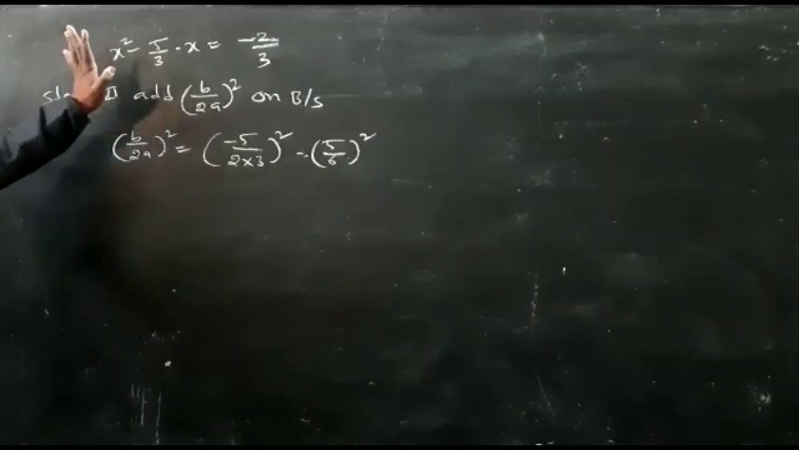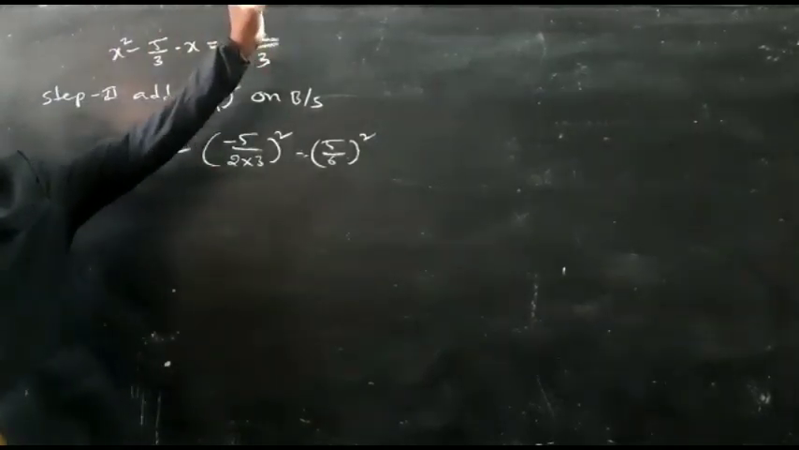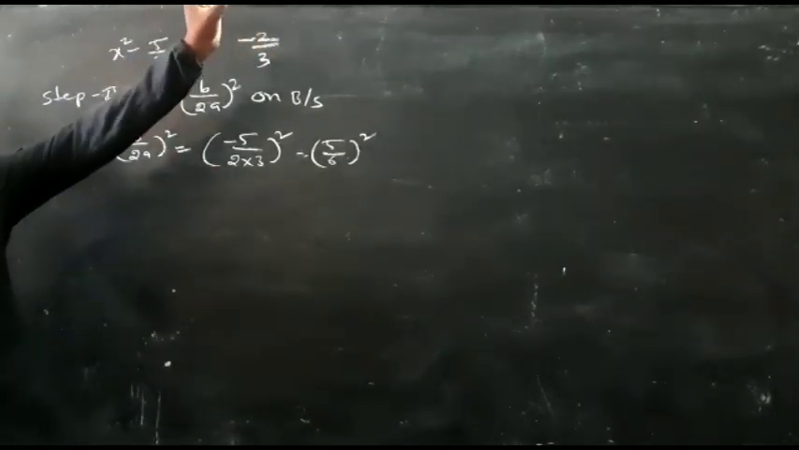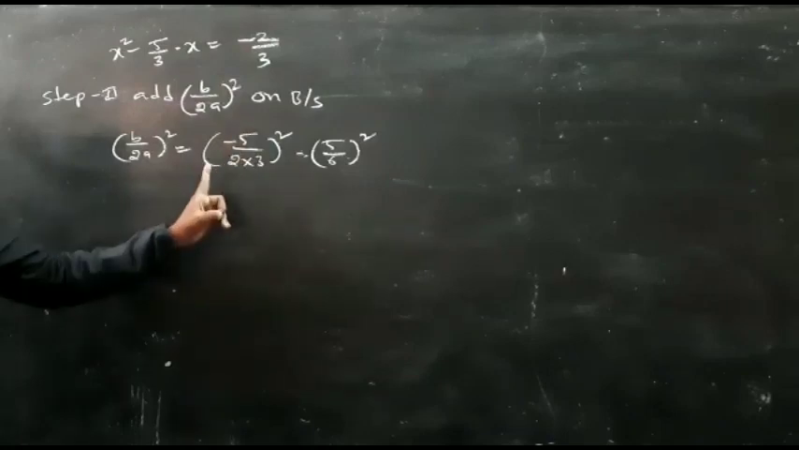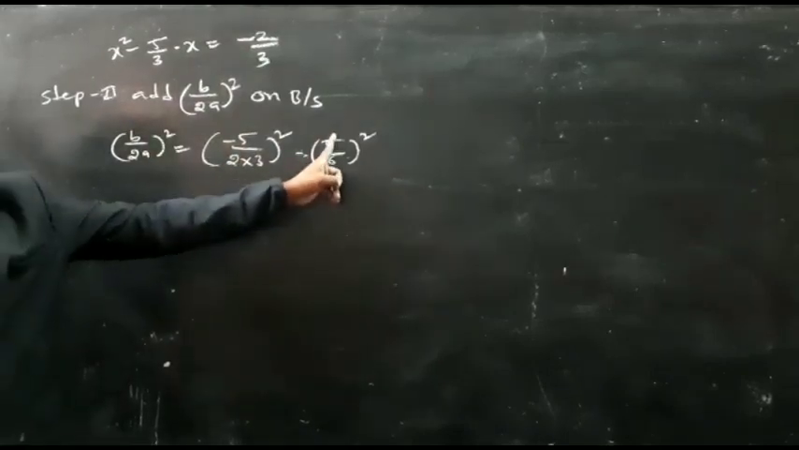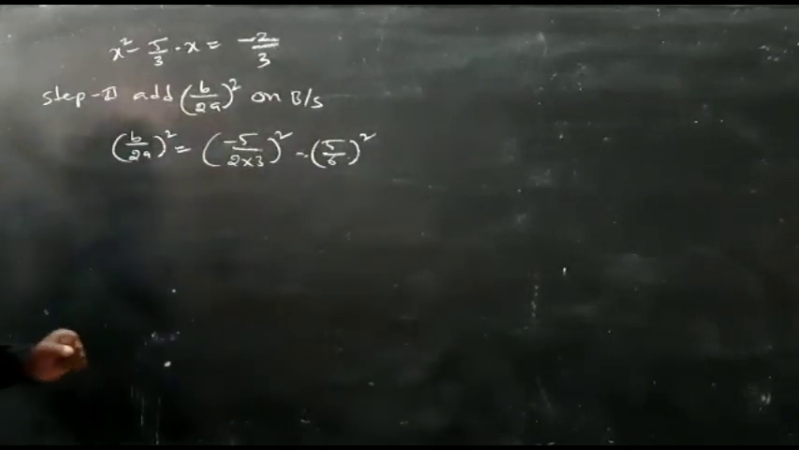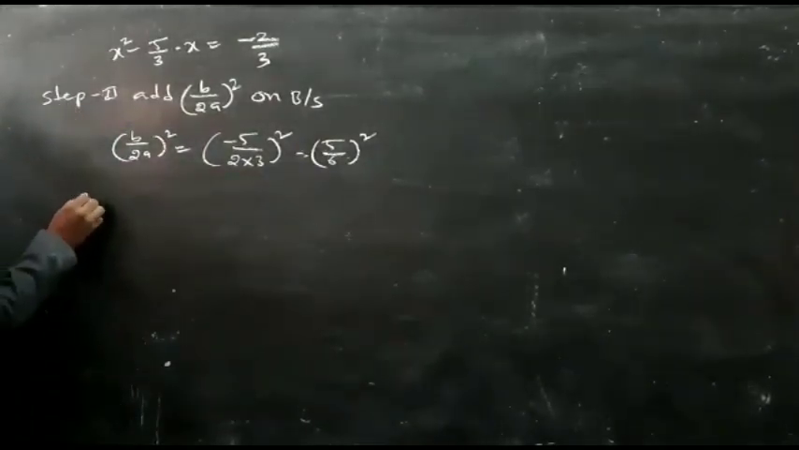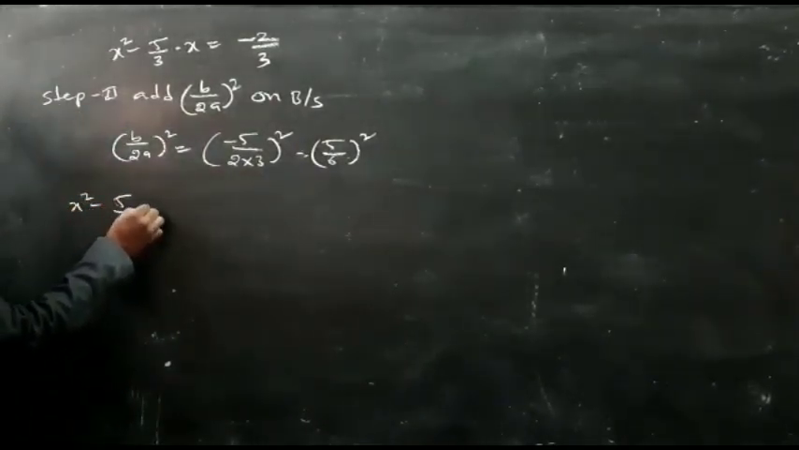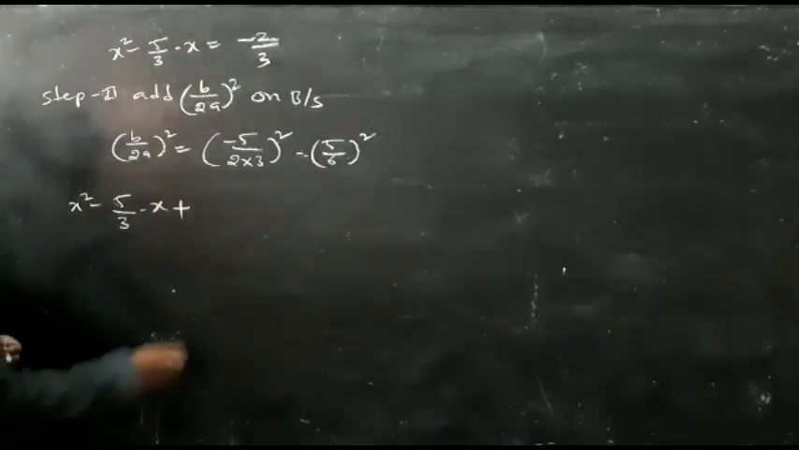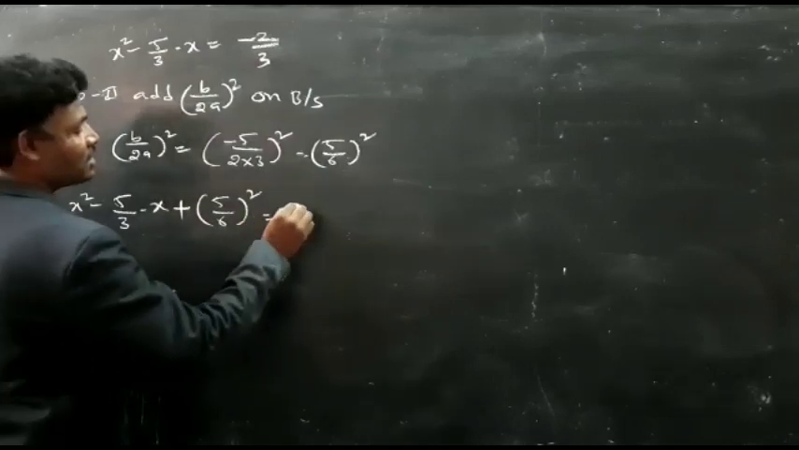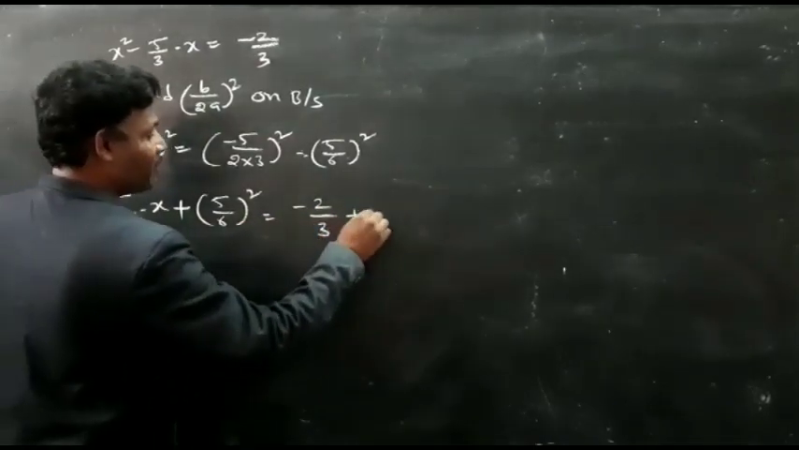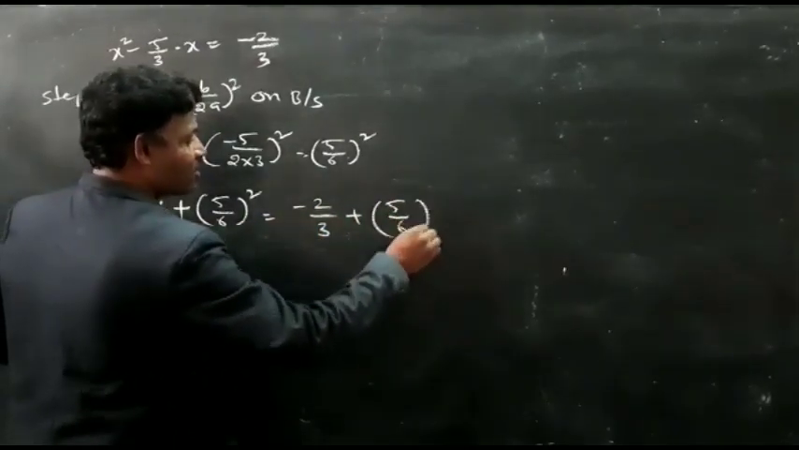The given quadratic equation is 3x square minus 5x plus 2 is equal to 0. By comparing with ax square plus bx plus c, b is nothing but minus 5, and 2a means 2 into 3. So add 5 by 6 whole square on both sides. x square minus 5 by 3 into x plus 5 by 6 whole square is equal to minus 2 by 3 plus 5 by 6 whole square.